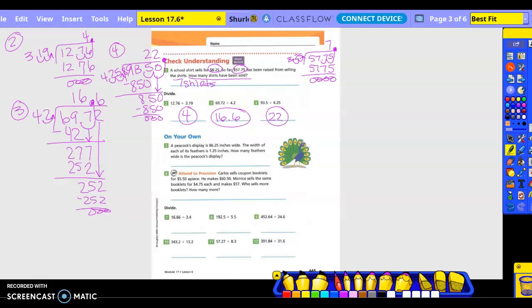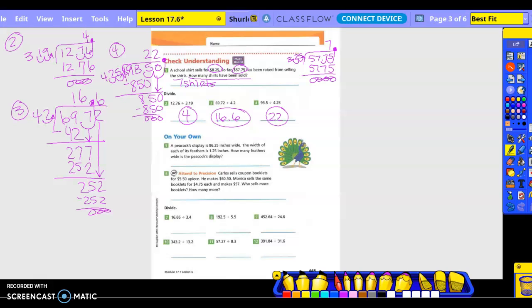So basically, if I wanted to check this, I could take 4.25 times 22, right? Yeah. And then my answer should be what? 93.5, right? Okay. All right, number 5.